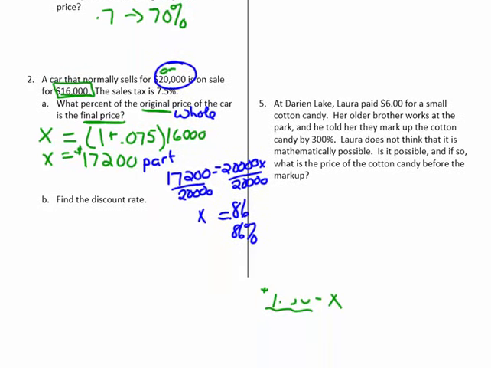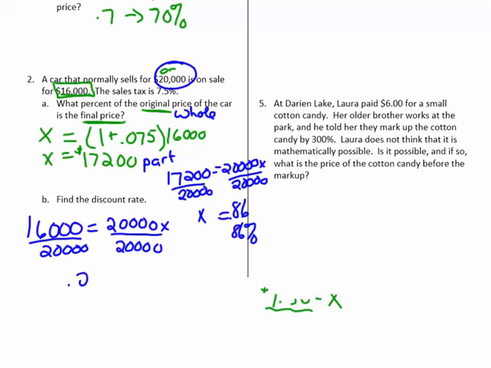Find the discount rate. Well, for the discount rate, we only need our 16,000 and our 20,000. So there, I'm going to do 16,000, my selling price, because I didn't ask for it with the sales tax, equals $20,000 x. We're going to divide both sides by $20,000. I'm tired of writing all these zeros. That's going to give me 0.8, which means now I have to do 100 minus the 80. So it was a discount of 20%.